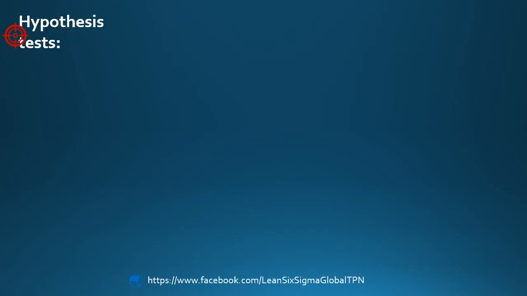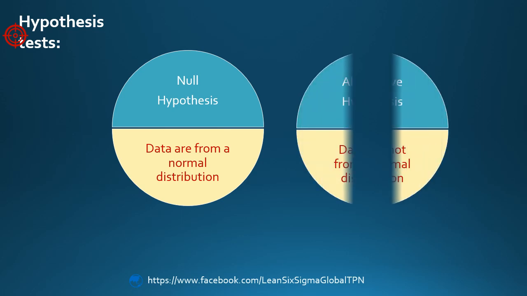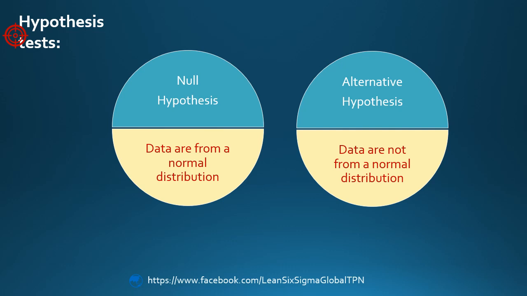In addition to histograms and probability plots, we can also use hypothesis tests discussed in Chapter 3 to test the data for normality. Start by stating the null and alternative hypothesis. The null hypothesis is that the data are sampled from a normal distribution. The alternative hypothesis is that the data are not from a normal distribution. If we reject the null hypothesis, we conclude that the normal distribution is not a good fit to the data.